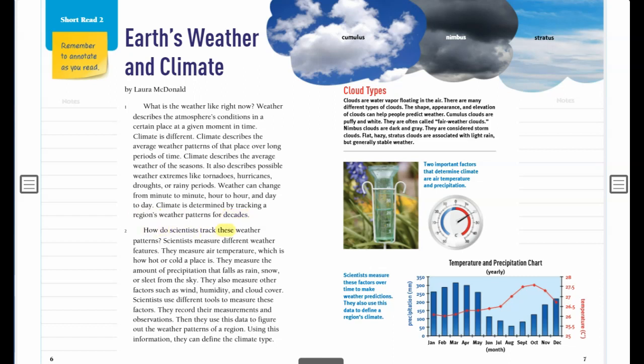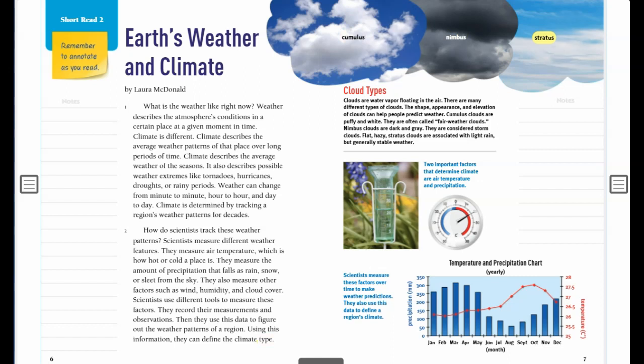How do scientists track these weather patterns? Scientists measure different weather features. They measure air temperature, which is how hot or cold a place is. They measure the amount of precipitation that falls as rain, snow, or sleet from the sky. They also measure other factors, such as wind, humidity, and cloud cover. Scientists use different tools to measure these factors. They record their measurements and observations. Then they use this data to figure out the weather patterns of a region. Using this information, they can define the climate type.